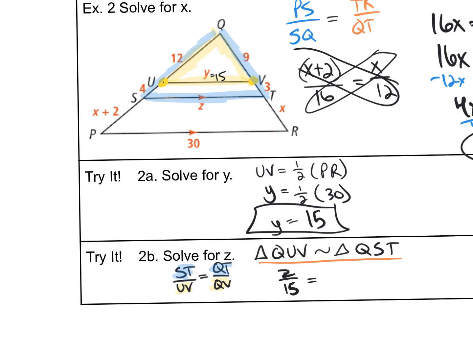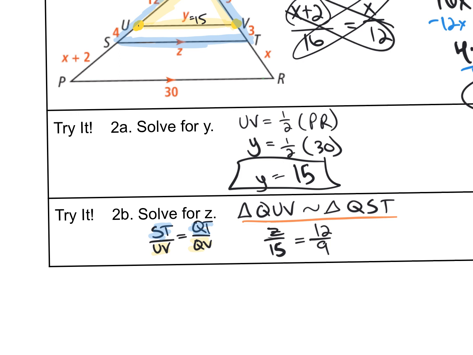Looking at the other side here, what is the distance of QT as you look at the diagram? QT ends up being a total distance of, here you want to add the 9 and 3 together, to get 12. And then on the bottom, QV would be a distance of 9. So this gives us a quick proportion that we're able to use to solve for that last variable, Z.